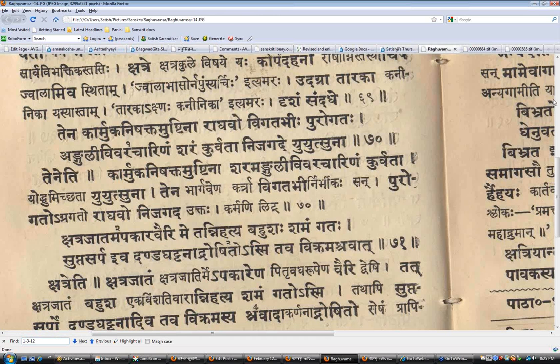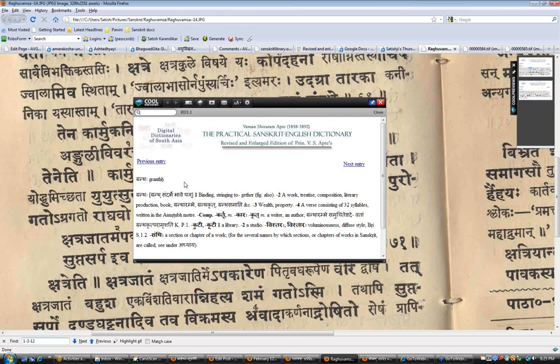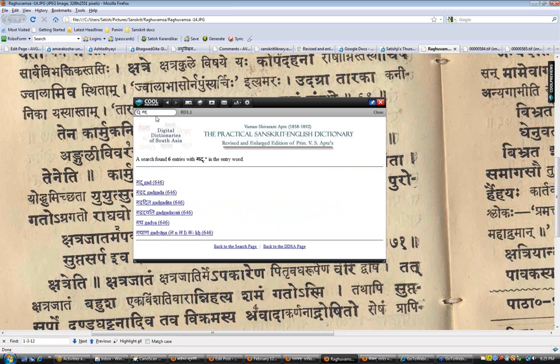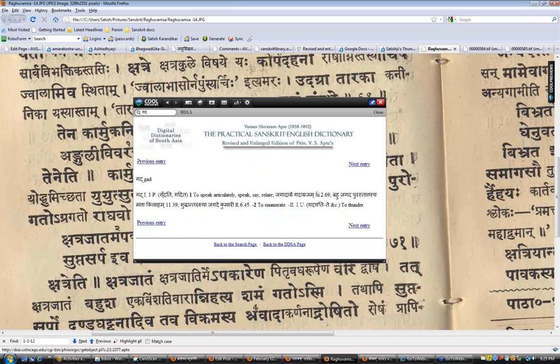Look at what Apteji said. He said gadati. So this is a parasmapadi dhatu, and it has taken an atmanipadam ending over here. That should be a big tip-off for us. The dhatu gad was given as gadati, a parasmapadi dhatu. So that is a big tip-off.